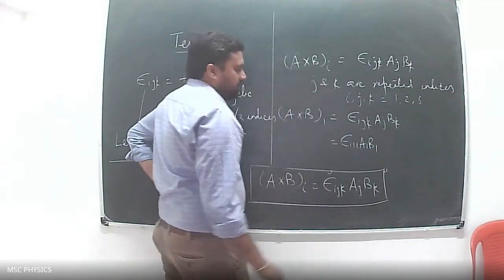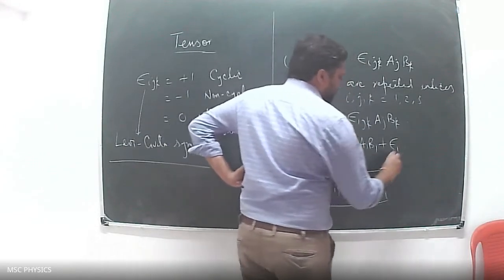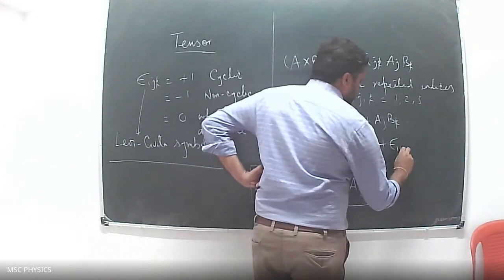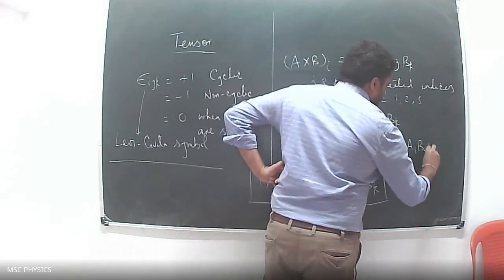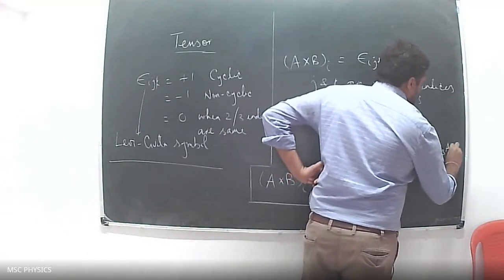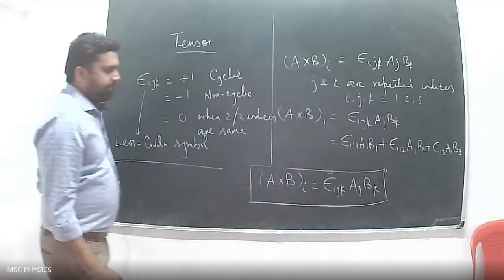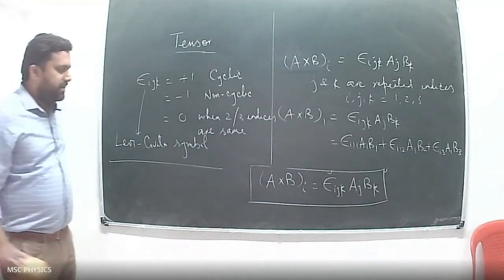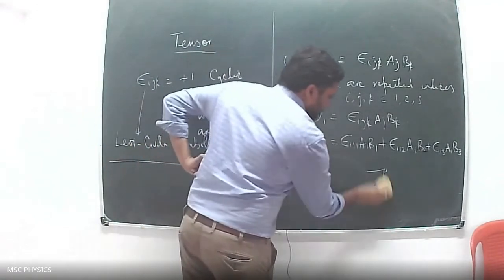Plus, I will keep i as 1, j I will keep 1 again, and I'll change k to 2: a1, b2. And then the third value of k, 1, 1, 3: a1, b3. So there will be 9 components. And I'll show you that this is a kind of tensor. I'll tell you why.